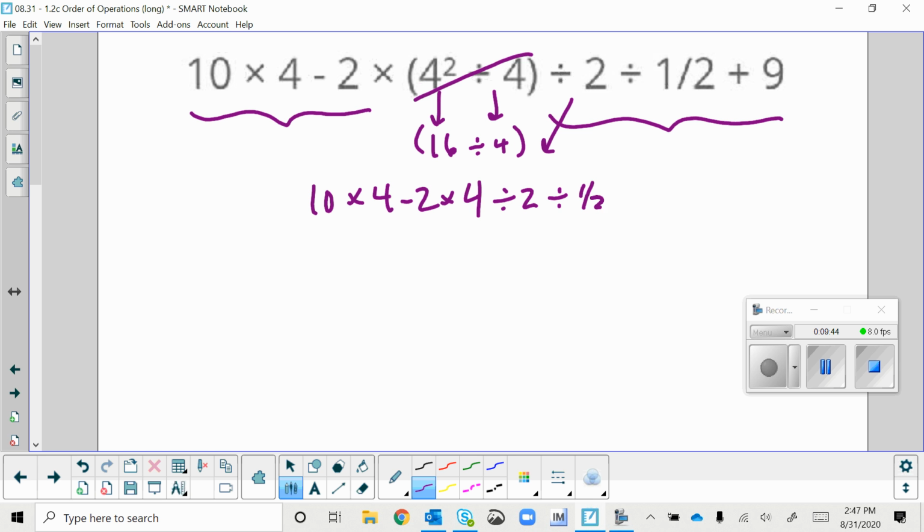Divided by 1/2 plus 9. So now we're going to do multiplication and division from left to right. So this one gives me 40.